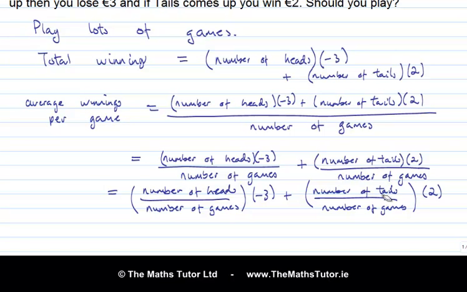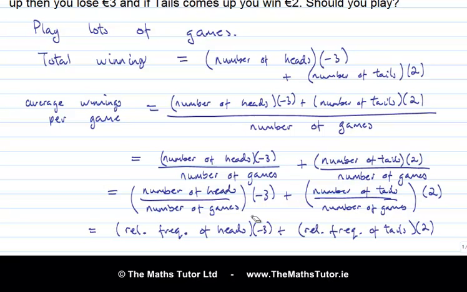Now, why have we done all this algebra? Well, the reason is that this thing inside the brackets here, the number of heads divided by the number of games, we have a name for that. That's called the relative frequency of heads. So this right hand side here becomes the relative frequency of heads times minus 3 plus, and the same thing works here, the relative frequency of tails times 2. So let's recap here. What we've shown is that the average winnings per game, when we play the game lots of times, is the relative frequency of heads times minus 3 plus the relative frequency of tails times 2.